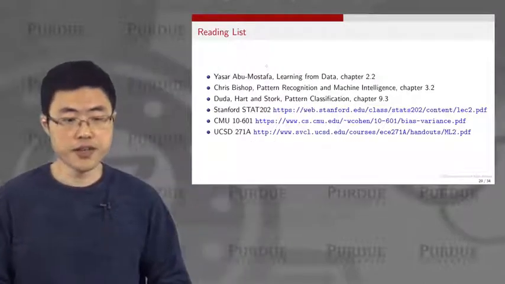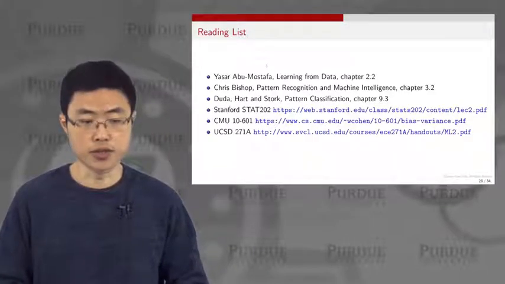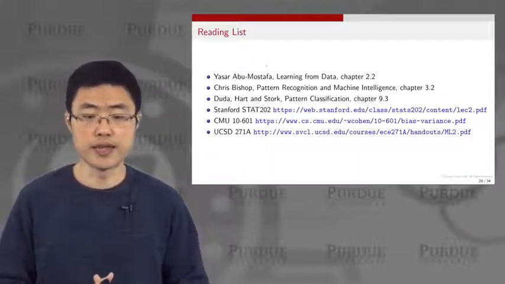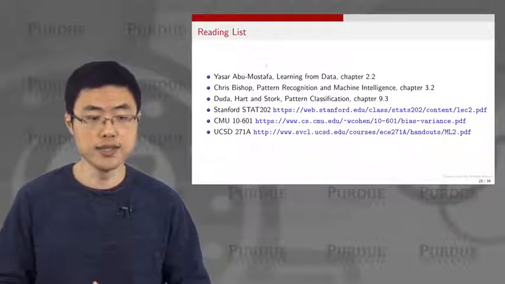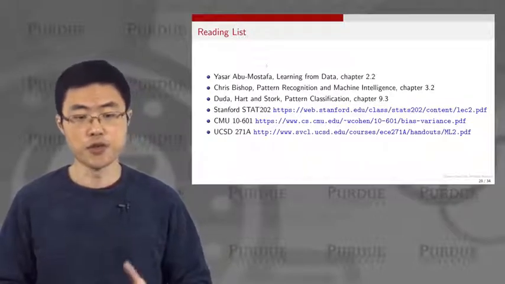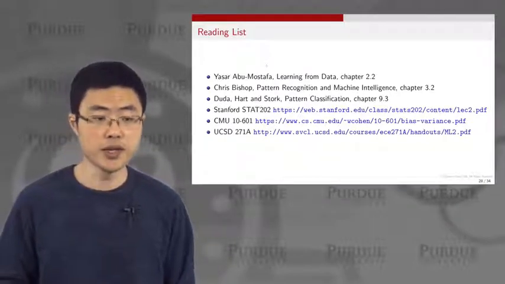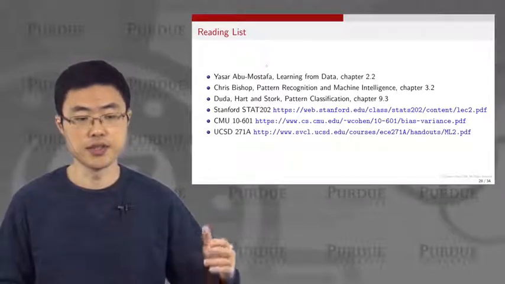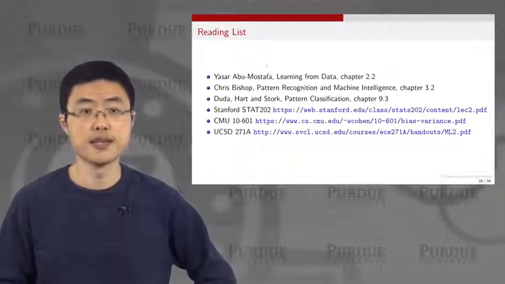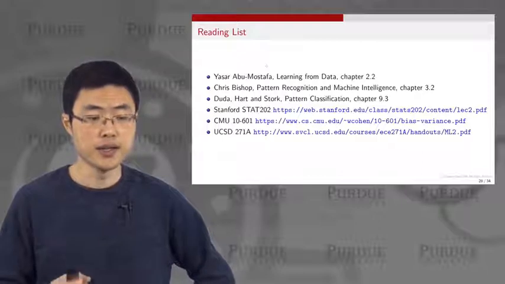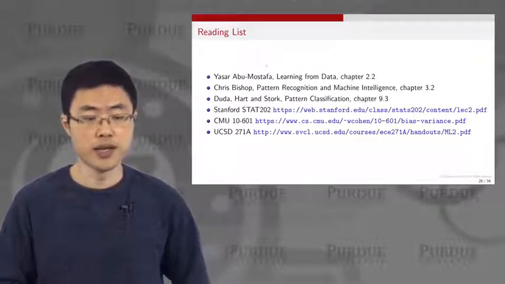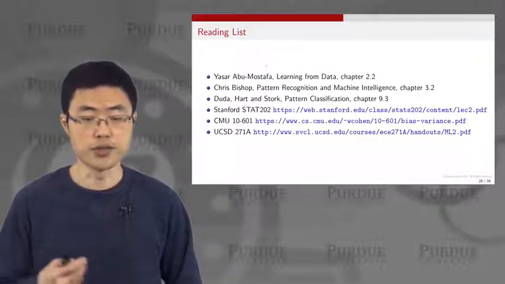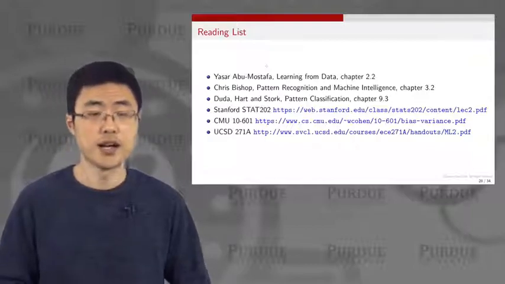Bias and variance analysis is very popular in the literature, so I encourage you to take a look at these references, including the first one from the Learning from Data textbook, and also a couple of discussions in the two other textbooks listed on our website. And then here you have 3 additional lectures from other universities. They also talk about this bias and variance concept.